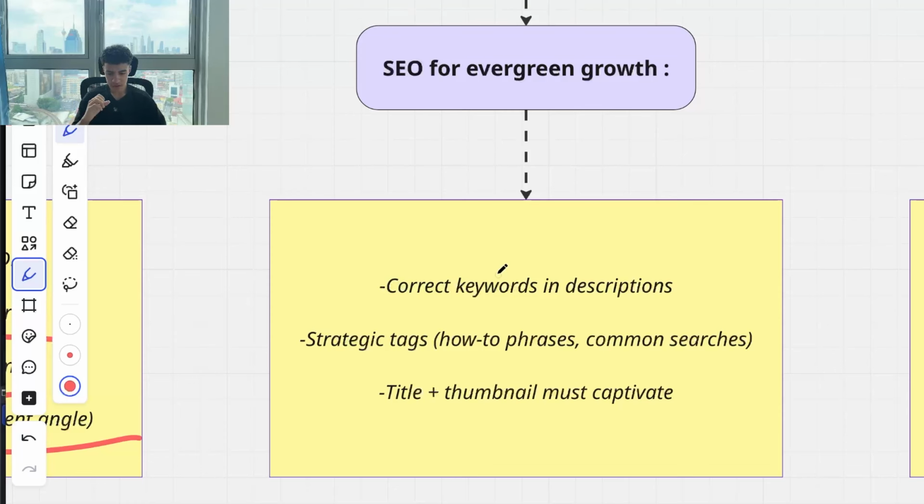If you want evergreen growth from SEO, you need the correct keywords in your description. In the title, try to have as many strategic tags and how-to phrases as possible, because this is what people search for. Whenever someone has a problem and needs a solution for it, they type how-to as the first thing. And your title plus thumbnail must captivate.